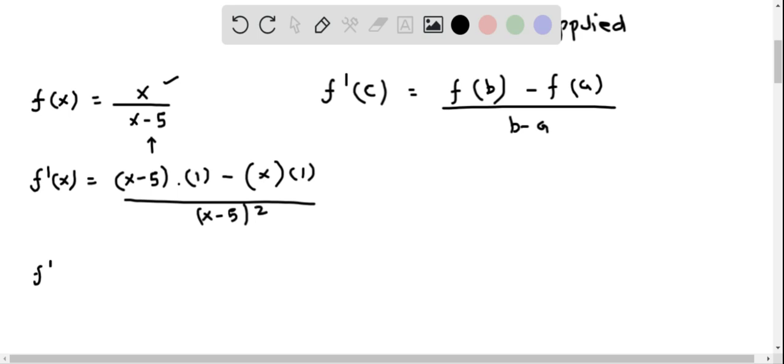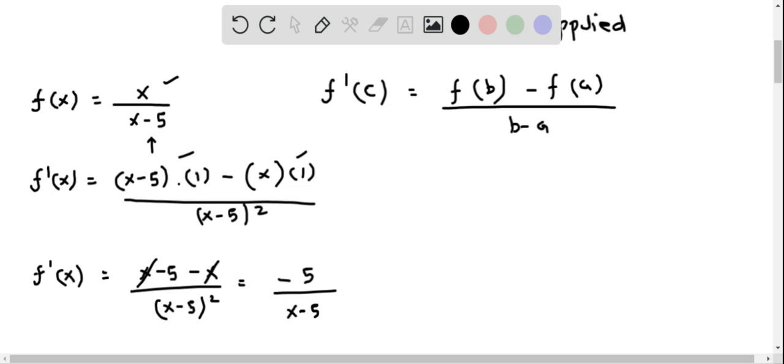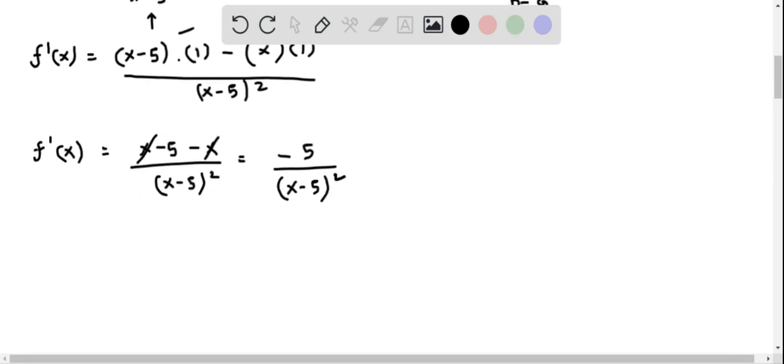Let's simplify this. We have f prime of x equals x minus 5 times 1, which is x minus 5, and here we have negative x times 1, which is negative x. This is over x minus 5 quantity squared. So the positive x and negative x get cancelled. We are left with negative 5 over x minus 5 quantity squared. So basically f prime of x equals this expression. Now we have to find f prime of c. So let's replace x by c in this expression.